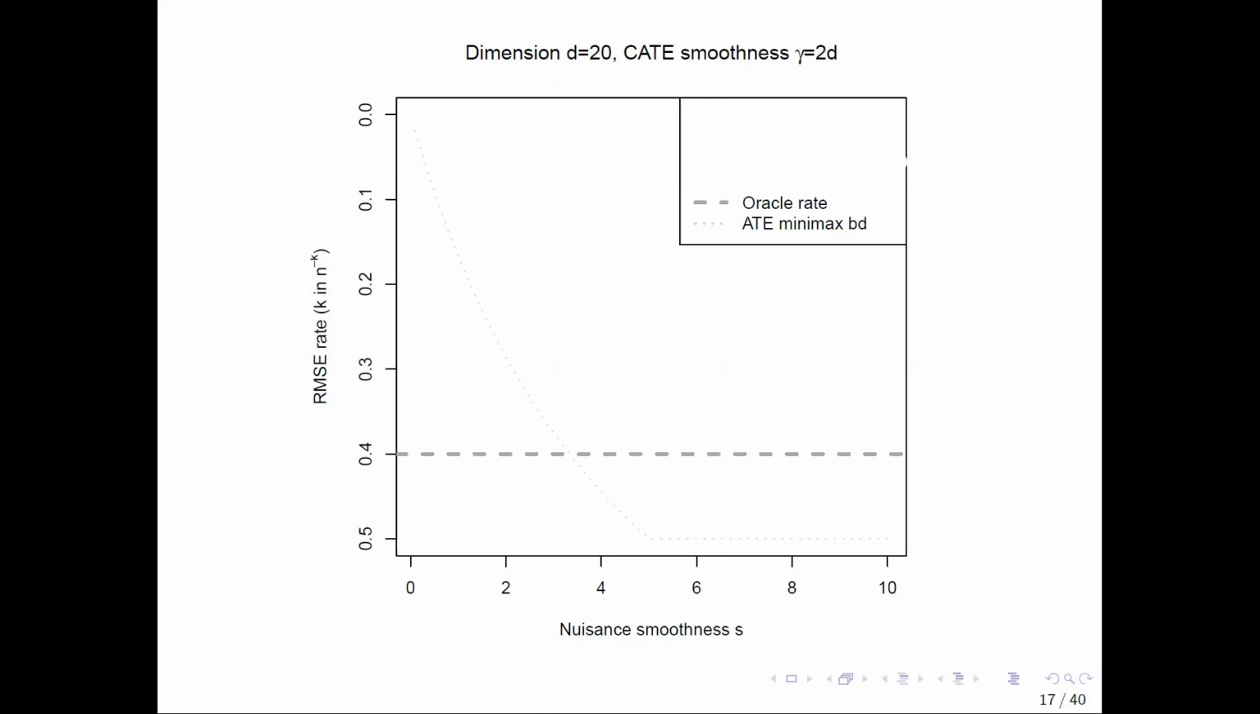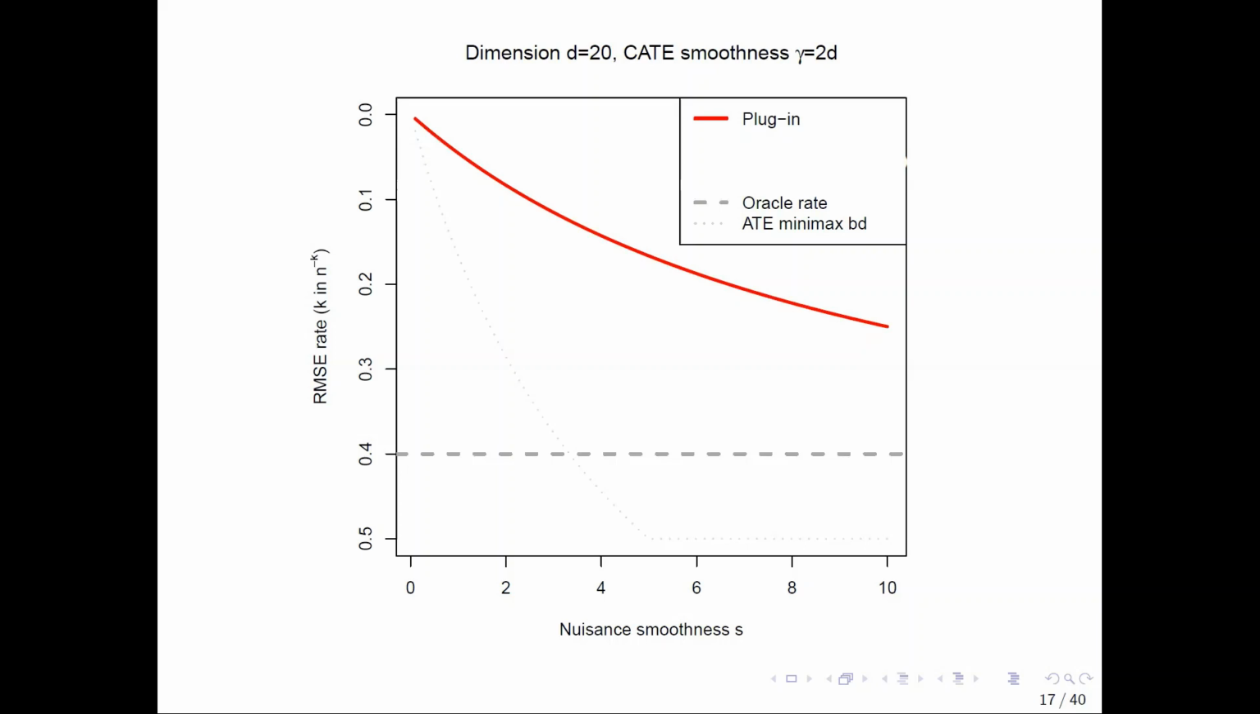This is the rate we would get if we actually observed the potential outcomes and regressed them on covariates. In this case, it doesn't depend on the nuisance smoothness because this is in this pretend world where we actually see the potential outcomes. Right? We don't have to estimate any propensity scores or anything. This is the rate you would get from the plug-in estimator. It's pretty far away from this oracle. And it's just achieving the rate for the regression function by itself.